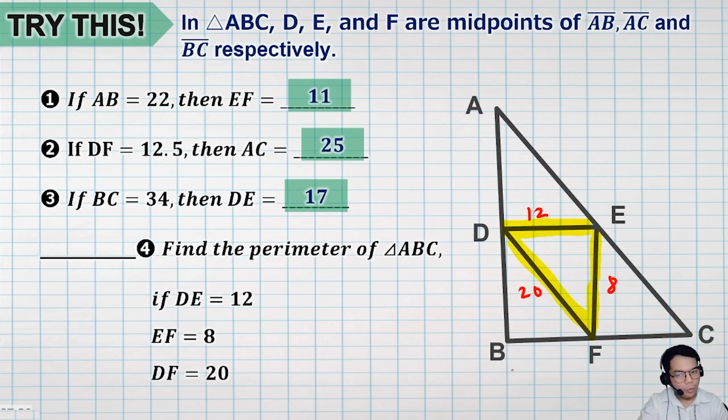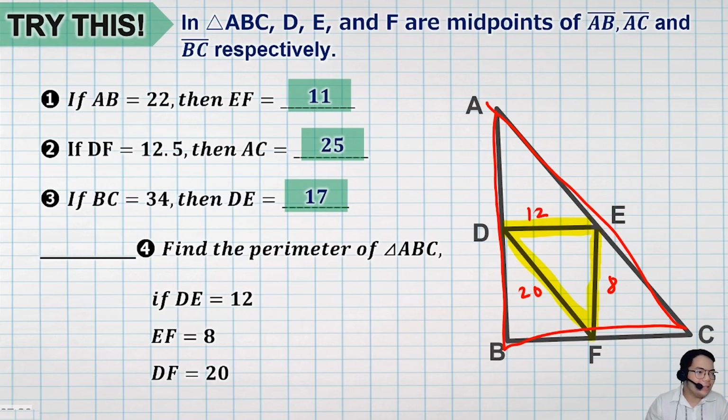Now, what do you think is the perimeter of the triangle ABC? Ayan, ano sa tingin nyo ang sukat or yung perimeter? When we talk about perimeter, it is just the sum of all the sides of the given triangle. But the problem is, wala tayong binigay na sukat for the sides of this triangle ABC.